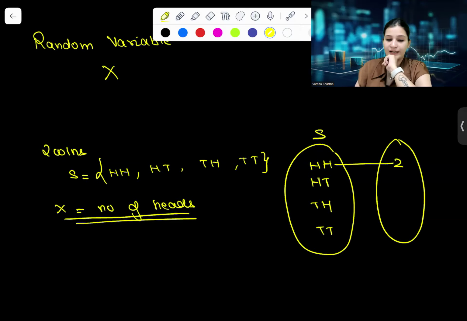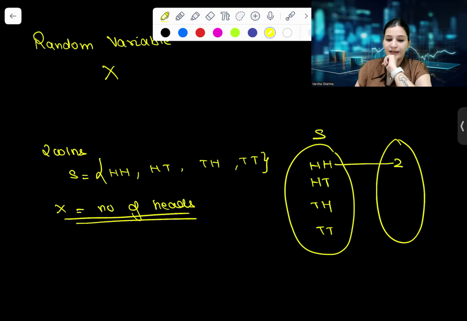Now, if we have already done the chapter on functions, in a function we have domain and range. Domain is the first set, range is the second set. So the domain of a random variable will be the sample space. It always starts from the sample space. Range will be some real numbers, a subset of real numbers.